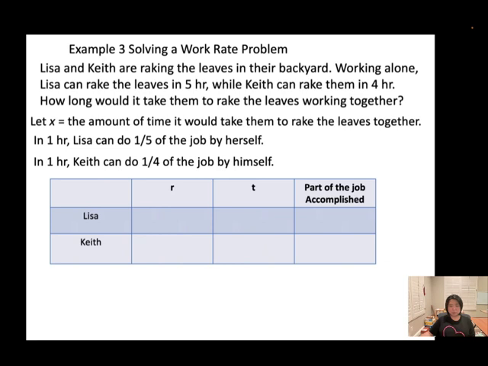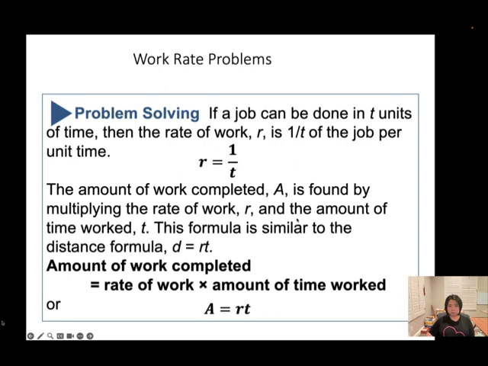Now, let's get the table here. So we already let x be the amount of time when they work together, right? So for the time here, we're going to put the x. And then for Lisa, in 1 hour, she can do 1/5 of the job by herself. For Keith, it's going to be 1/4. Now we want to see the part of the job that they complete. So remember this formula here: A equal to r t. This is the amount of the work completed.